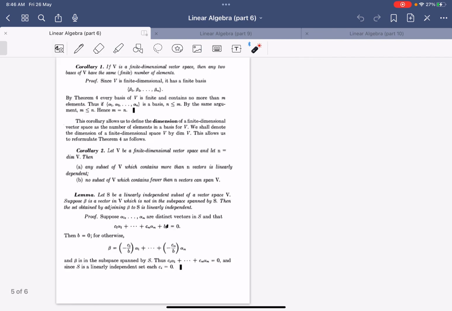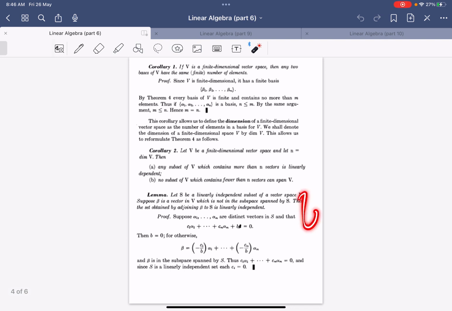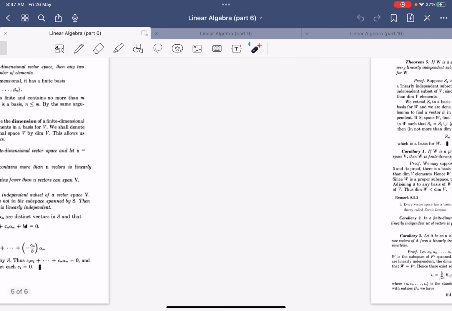And so with that, it comes a lemma which states that if S is linearly independent, and suppose B is a vector which is not in the subspace spanned by S, then the set obtained by adding B will still be linearly independent as well. And this lemma is what we have already shown in our previous video. So do check that out if you wish to know the explanation and intuition behind this.